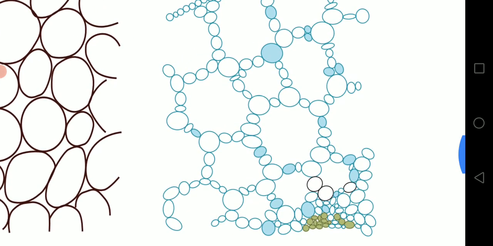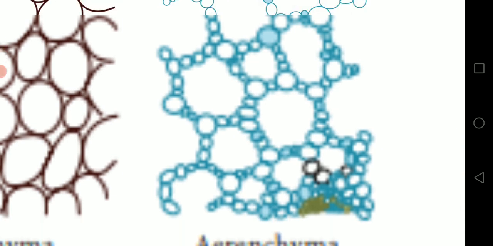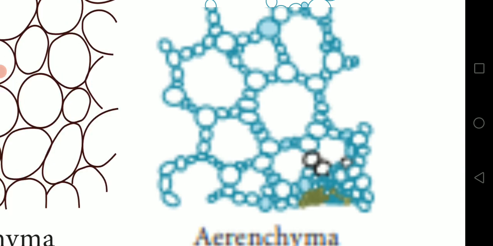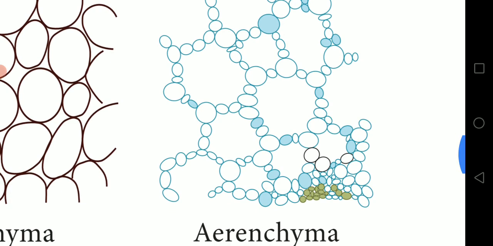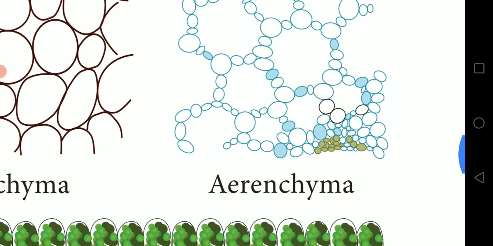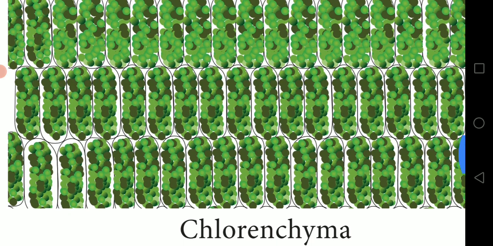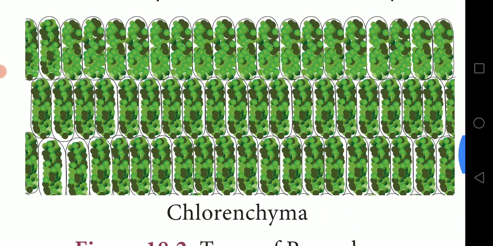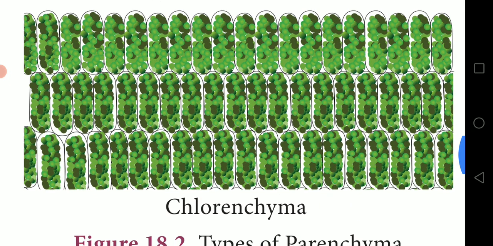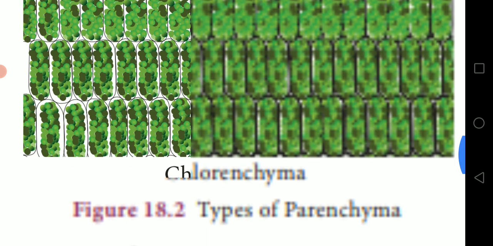Can you see this picture? This can be found in aquatic plants. The parenchyma which is present in aquatic plants has intercellular space and is named aerenchyma. When the parenchyma is exposed to light, the parenchyma cells develop chloroplasts. Parenchyma cells that develop chloroplasts are known as chlorenchyma.